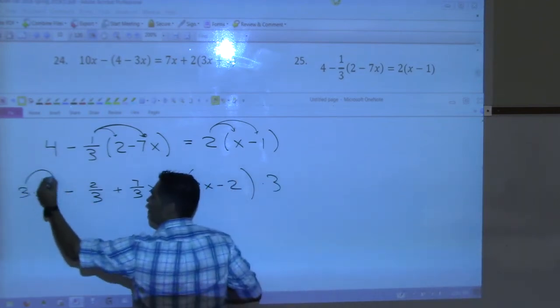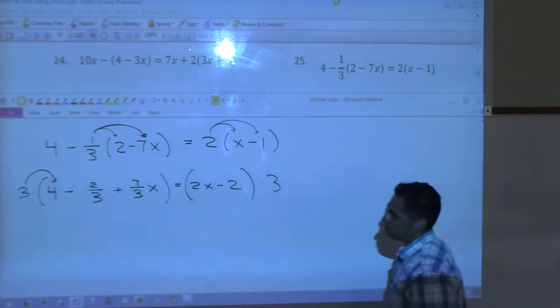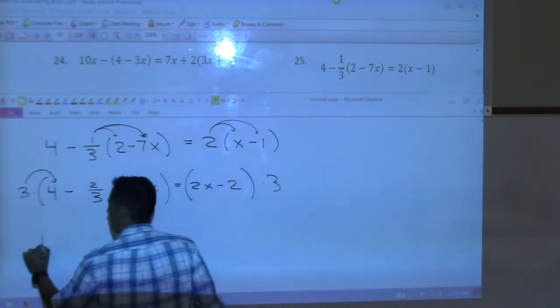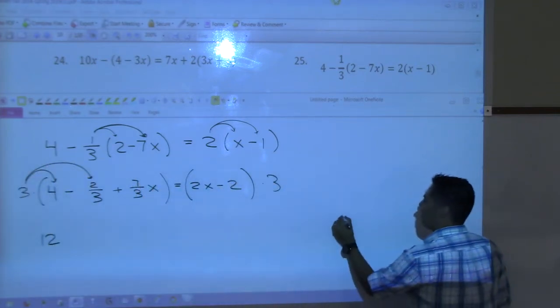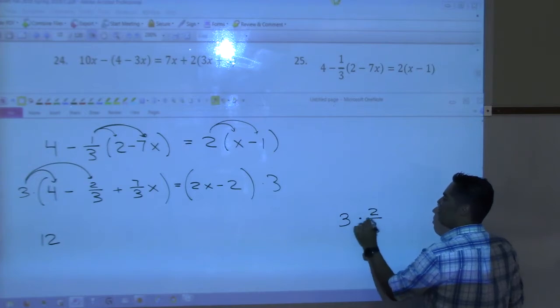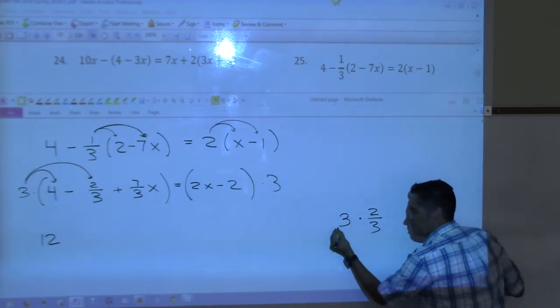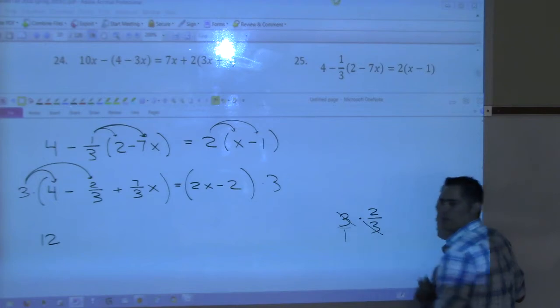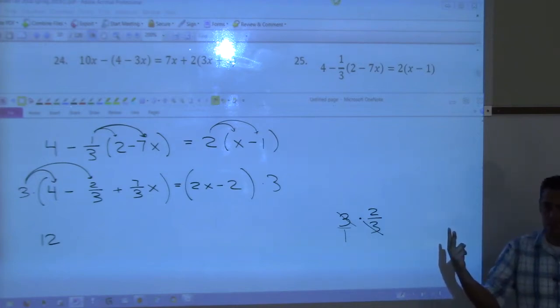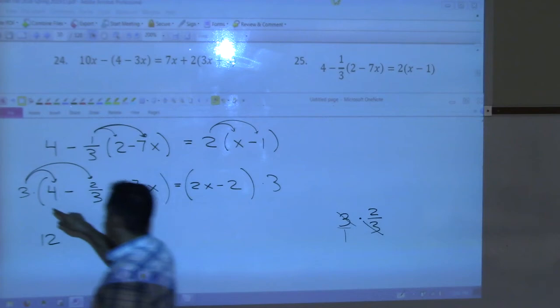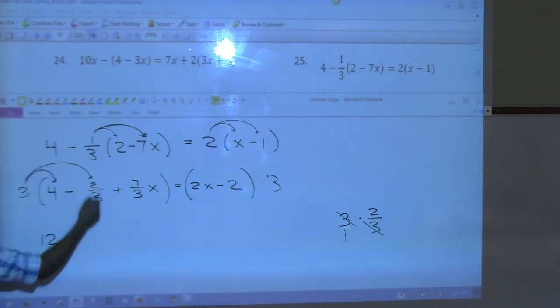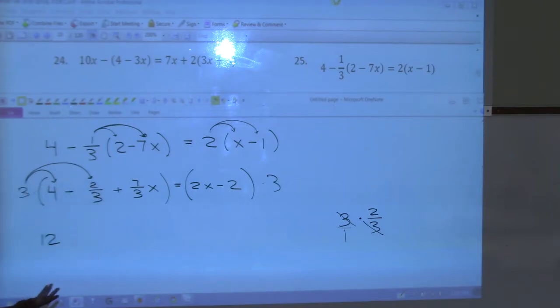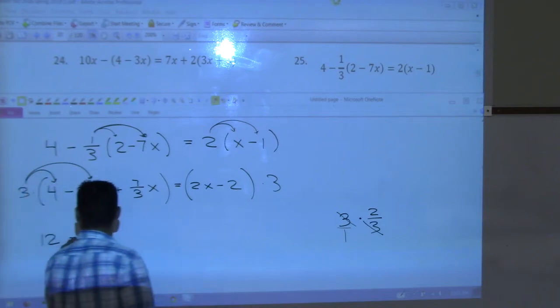I now need to distribute this to here, which would give me what? 12. And then this to here. What would happen there if I take 3 times 2 over 3? So this is like 3 over 1, and these 3's cancel, and you'd be left with 2, wouldn't you? So the whole idea here is that by multiplying by 3 here, you would get like 6 over 3. You could look at it that way. 6 over 3 is 2. But at the end of the day, the 3 and the 3 cancel, don't they? So I just have minus 2 here.